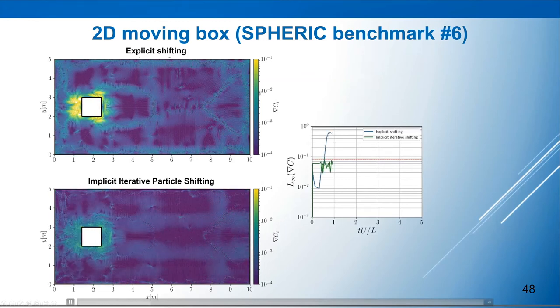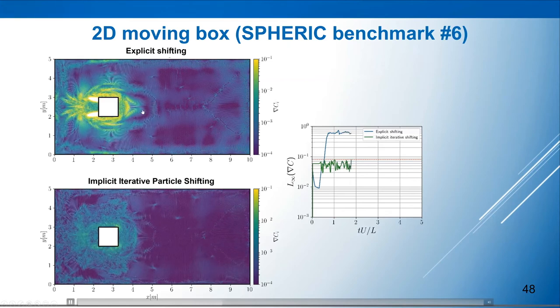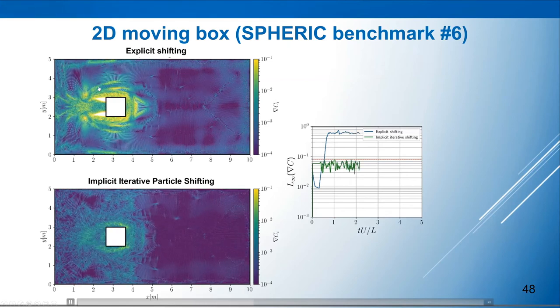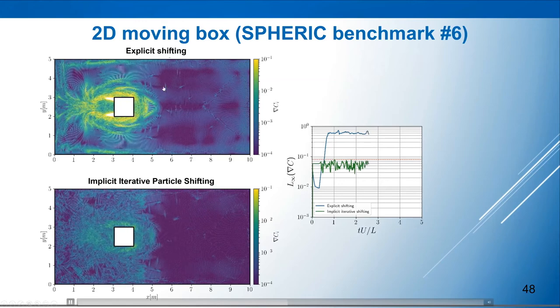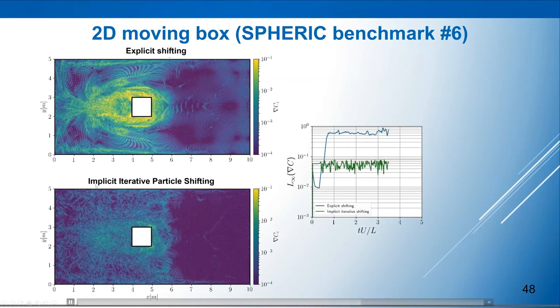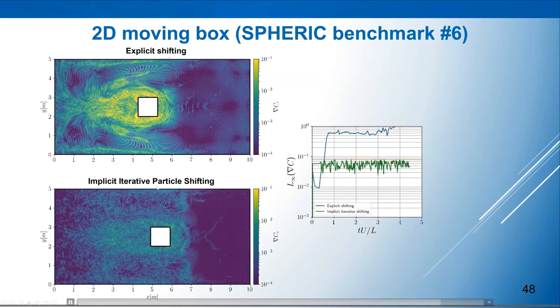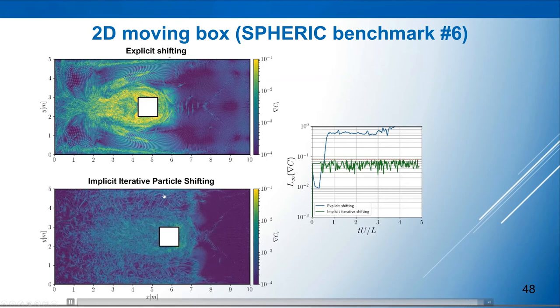Now I'll show you the 2D moving box, which is also SPHERIC benchmark test case number 6. I hope people are familiar with that. Here, those two movies are showing the grad C with the explicit shifting and with the implicit iterative particle shifting. It's clear that the implicit iterative particle shifting is able to reduce the grad C substantially in your domain.